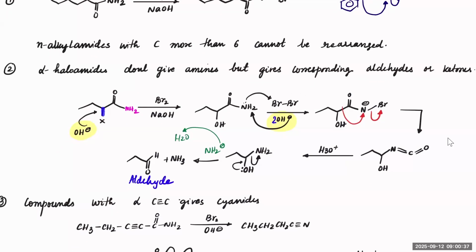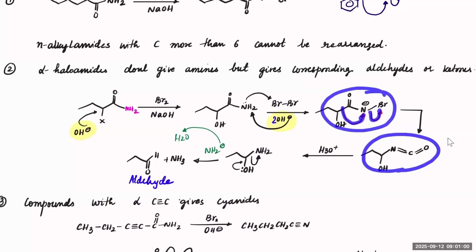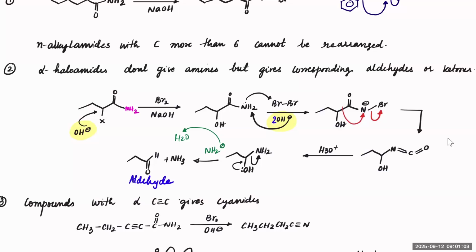Now, if you already have at the alpha position a halo group or an OH group, halo or hydroxy, any group, then the product is not exactly an amine, it is an aldehyde. Instead of amines, you get aldehyde. See, the mechanism goes the same way. First, you will make this form, then the Wolff rearrangement will take place, isocyanate will form. Up to this, there is no change. After isocyanate is formed, as hydrolysis happens, you will get OH here and NH2 here, correct? This is the product which you are expecting.